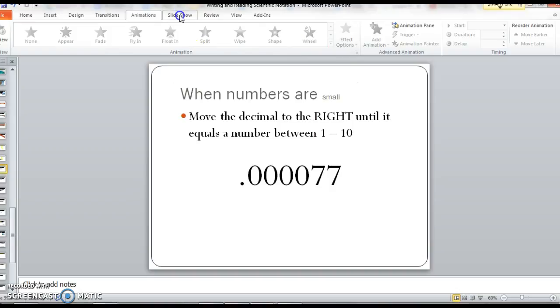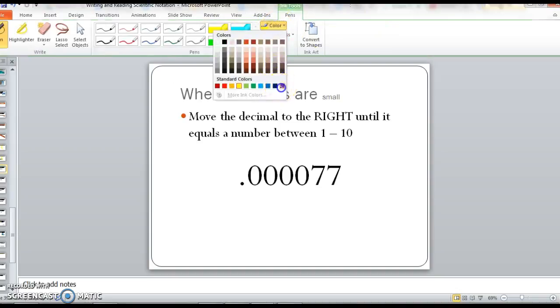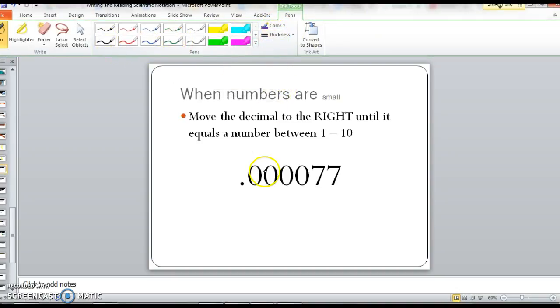Now, writing small numbers in scientific notation is very similar to writing large numbers. We want to get the decimal point after the first number, after all the zeros. So here's all the zeros. We get to our first digit, which is 7. And if we look at 7.7, that's a number between 1 and 10. So we're going to count the number of digits. 1, 2, 3, 4, 5.